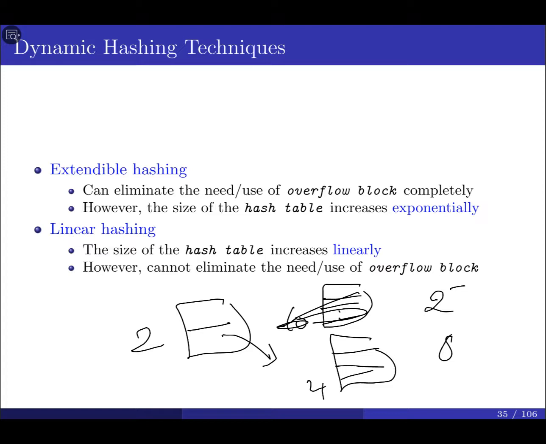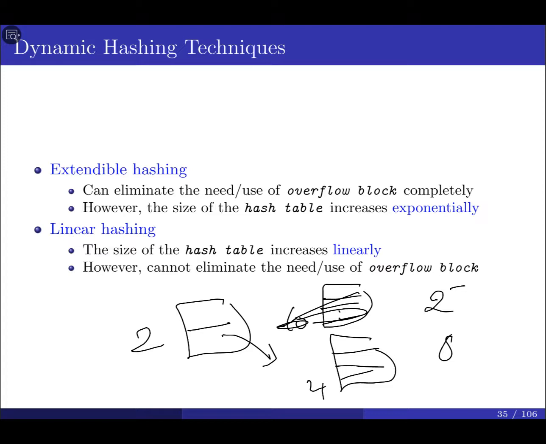Linear hashing, the size of the hash table, the advantage here is that it's going to increase linearly. For example, I give you 1 bucket, it's not enough. I give you another one, 2. Not enough. I give you another bucket, 3. So 1 bucket at a time. This means I'm not going to waste the space. But the problem is we cannot eliminate 100% the chance that sometimes you're going to have an overflow.